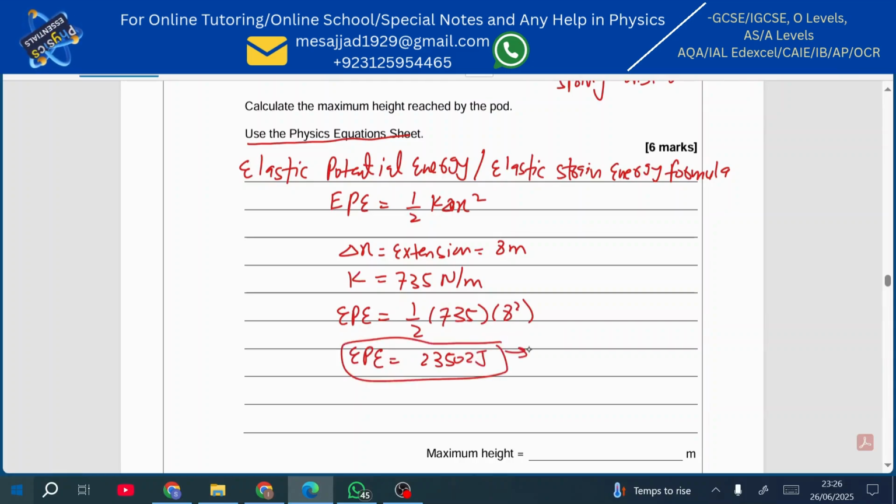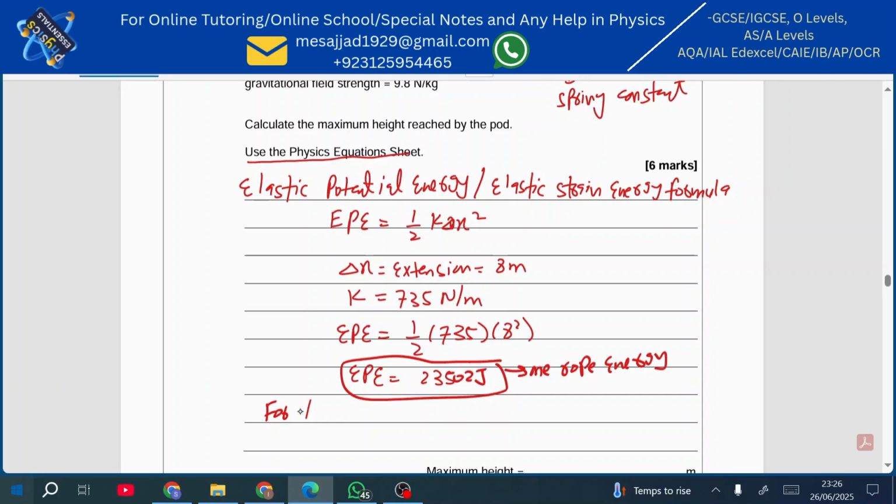Okay, since we have two ropes, one rope energy for two ropes, you need to multiply EPE by 2. Okay, 23,520 times 2 will be equal to 47,040 joules.